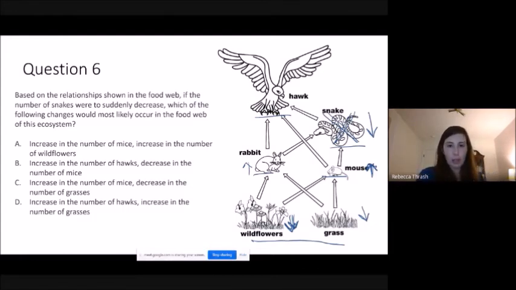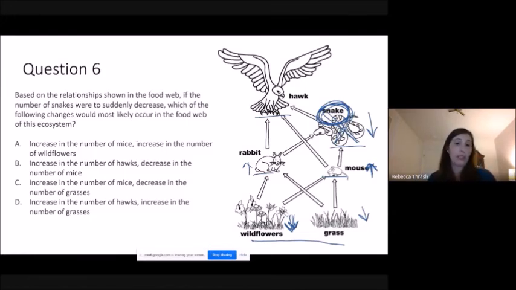Increase in the number of mice. Okay. Increase in the number of wildflowers. Well, we predict that they would actually decrease. Increase in the number of hawks. I don't know. Some of their food is declining in population. I don't know if they would increase, but we'll keep it in mind. Decrease in the number of mice? Definitely not. We've already predicted that they should go up.